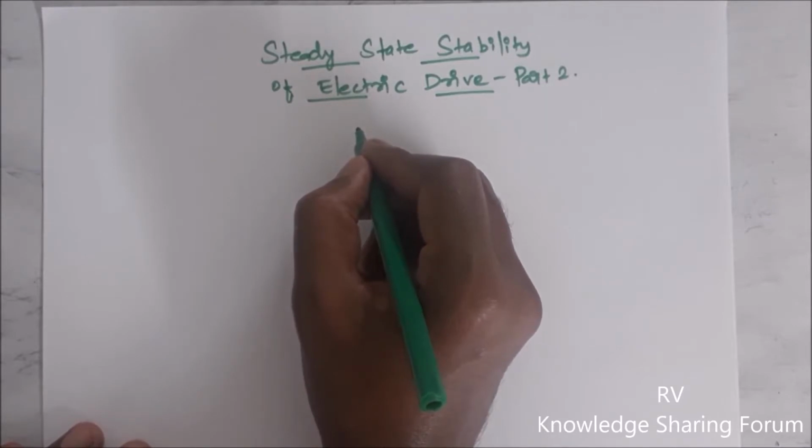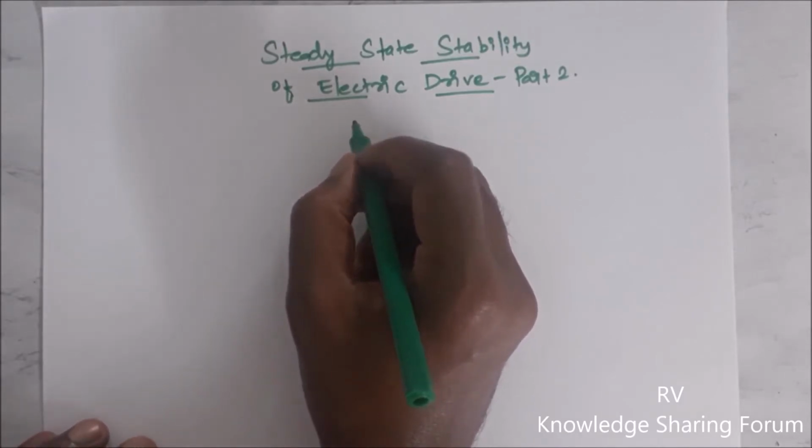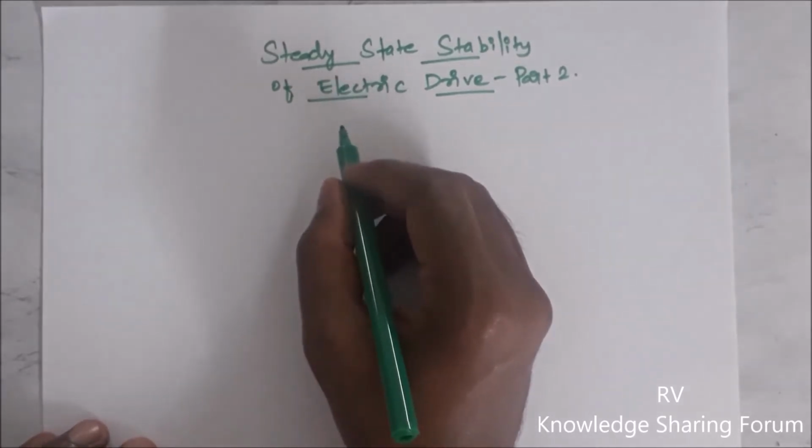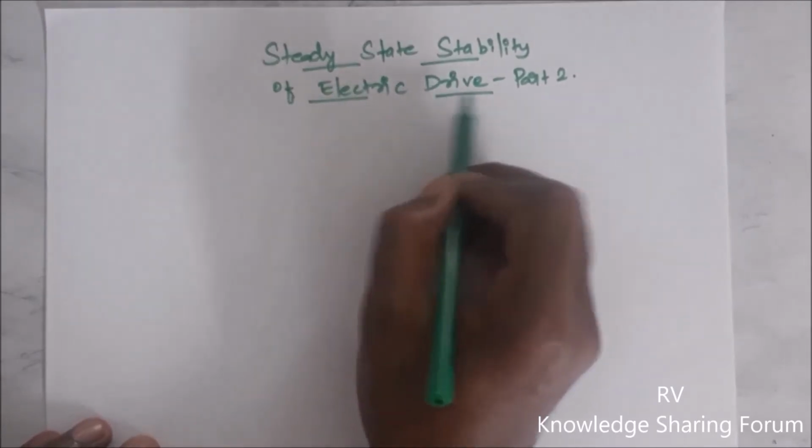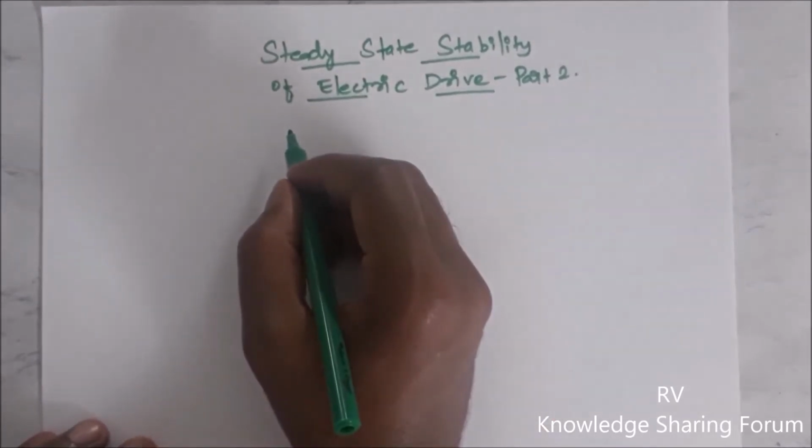Now we are in the fifth session of the Electric Drives and Control subject. In this fifth session we are going to discuss the steady state stability of electric drive, part 2. In our fourth session, that means in our previous session, we discussed the equations governing motor load dynamics and the steady state stability of electric drive, part 1.